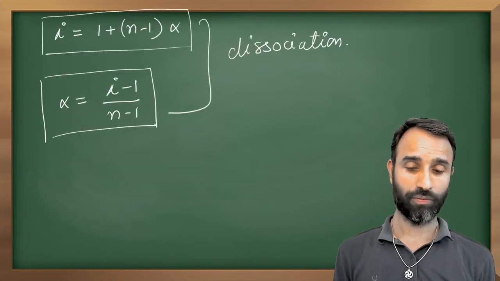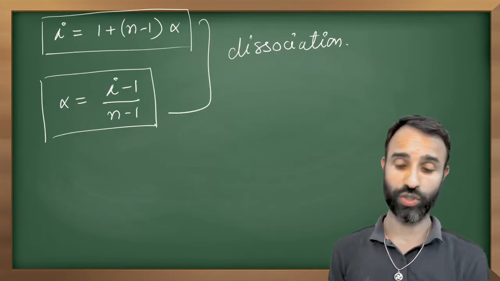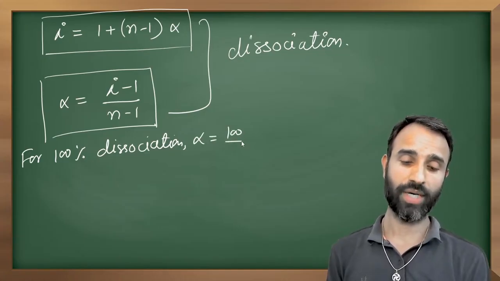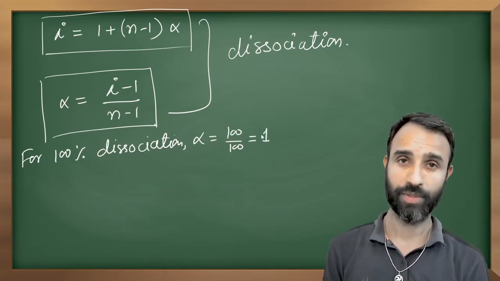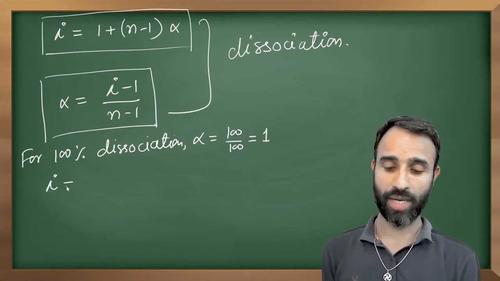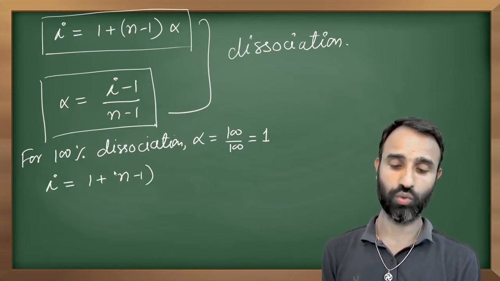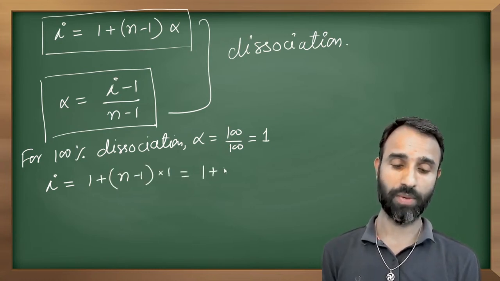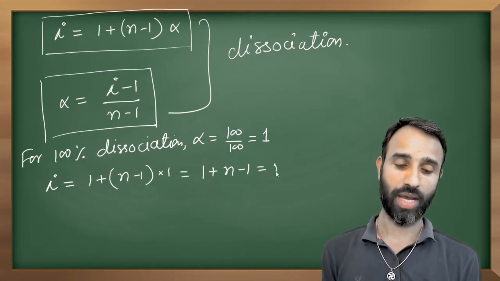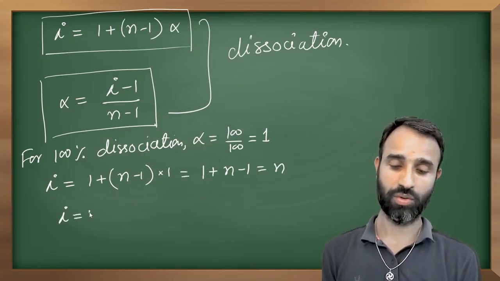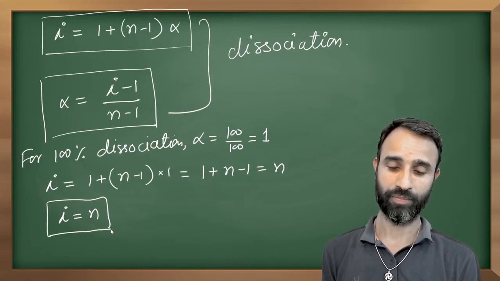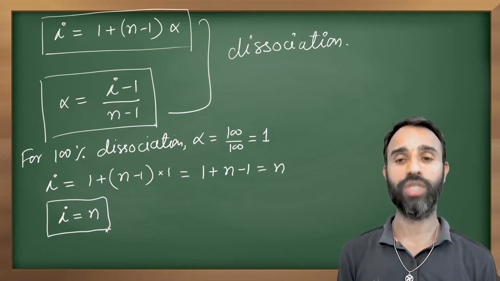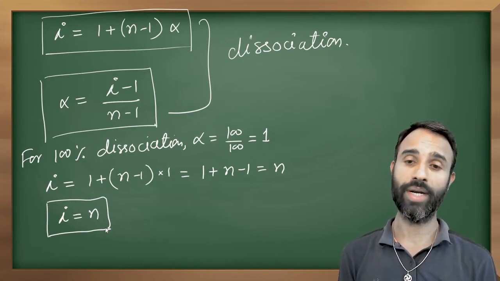Now, for 100% dissociation, 100% dissociation means alpha is equal to 100%, means alpha is equal to 1. So if alpha is equal to 1, I comes out to be 1 plus n minus 1 into 1, that is 1 plus n minus 1. So it is n. So I is equal to n only. That means the number of particles we get after dissociation is the I, if 100% dissociation takes place.